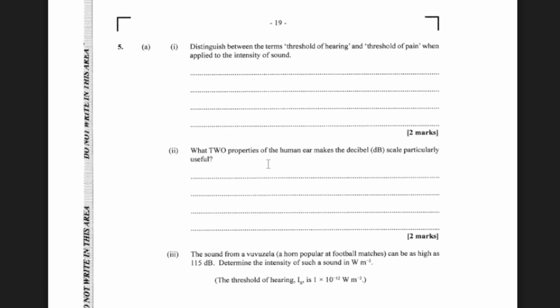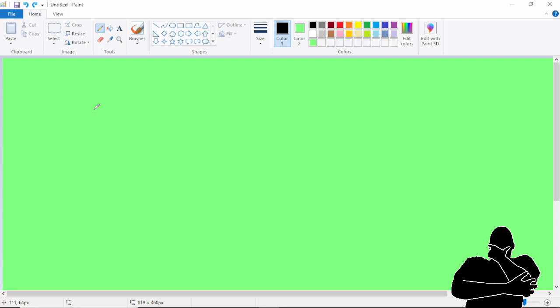Part 3. The sound from a vuvuzela, a horn popular at football matches, can be as high as 115 decibels. Determine the intensity of such a sound in watts per meter squared. Right then, this question can be worked out in 2 different, maybe even 3 different approaches, but I'm going to show 2 approaches. So how would we attempt this question?